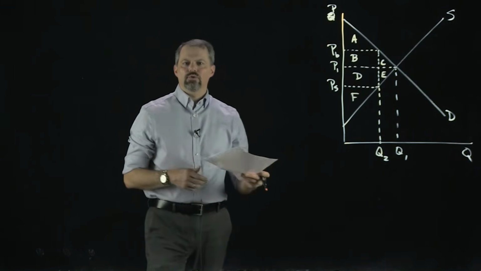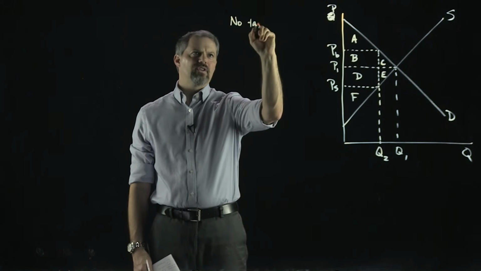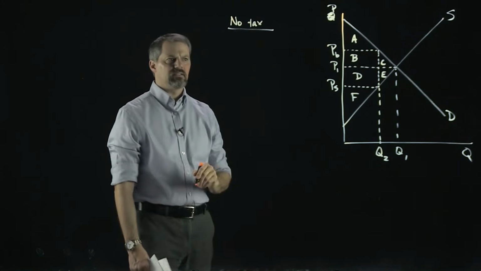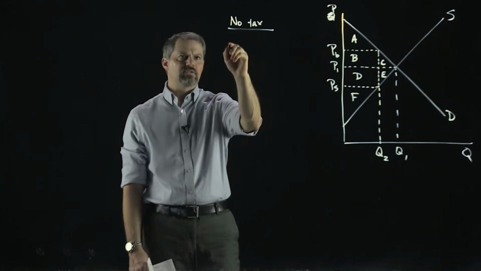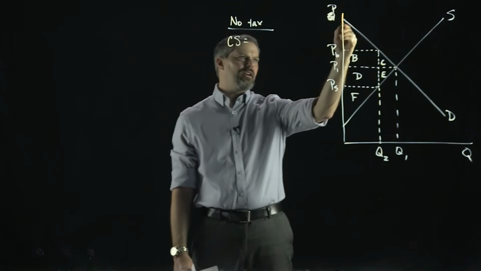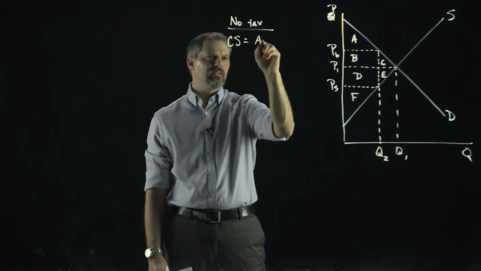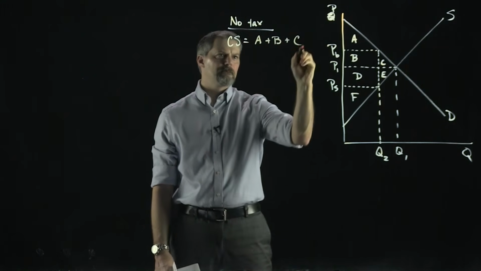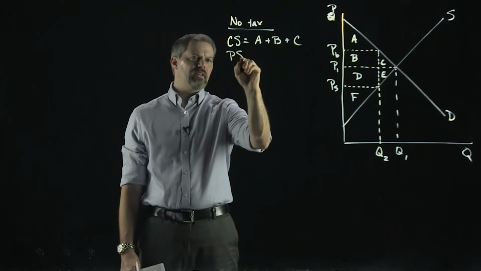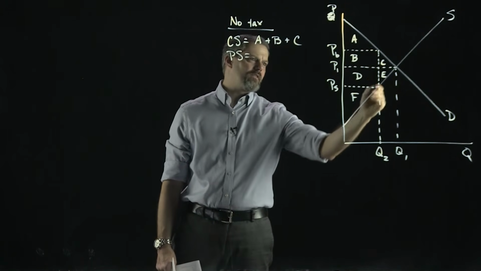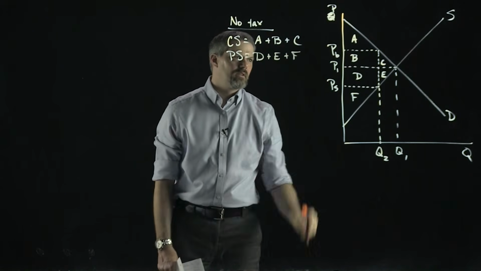So as usual, let's start by thinking about what the situation is going to be with no tax. With no tax, if we had the free market being able to operate, then the consumer surplus is going to be the area under the demand curve and above the price. That's A plus B plus C. Producer surplus is going to be the area under the price and above the supply curve. So that's D plus E plus F.